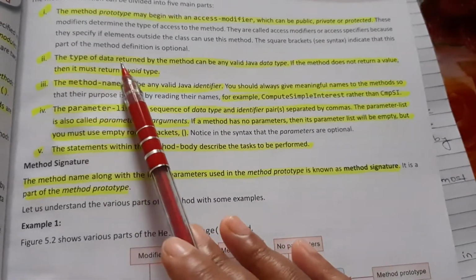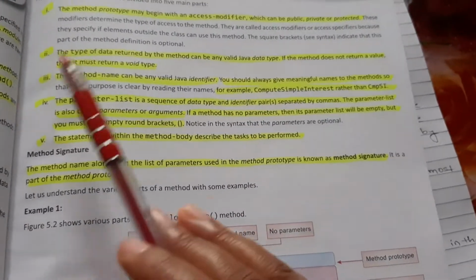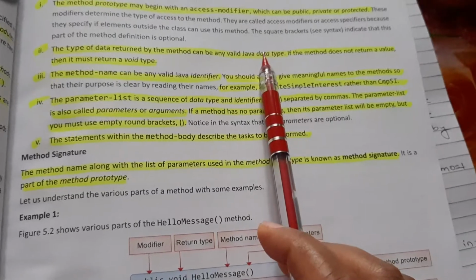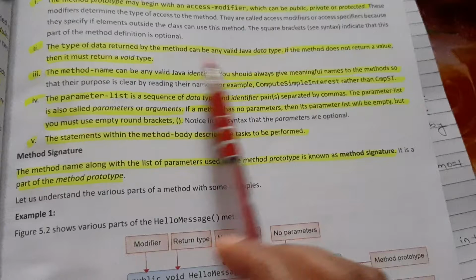Next is your type of data. Now, type of data: in this example we have seen that the type of data is given as void. Void means it is a null character which does not hold any values. So it is considered as a null character.